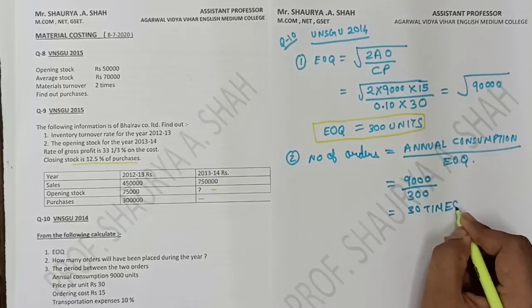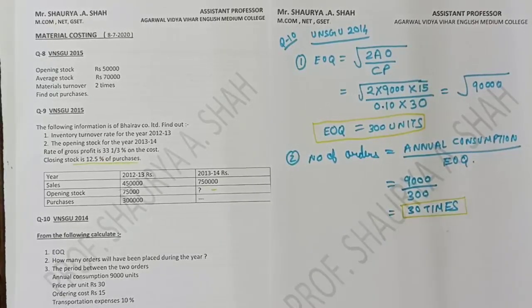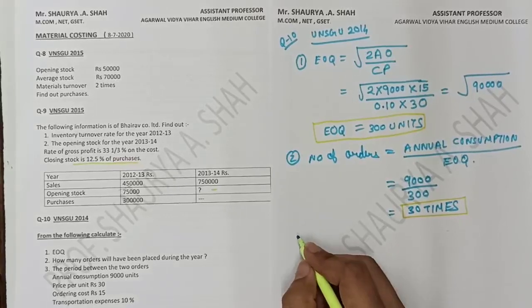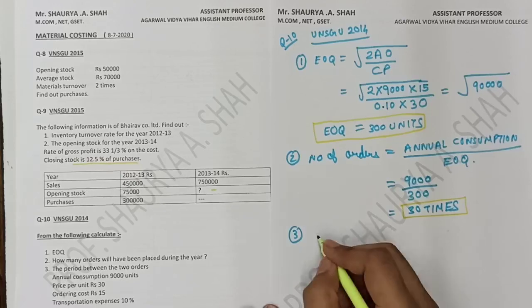Don't forget to write down the times, because during a year, suppose my economic order quantity is 300. If I order it 30 times, then I'll be having my annual consumption of 9,000 units, right? Is it clear? And the third thing is the period between the two orders, right? What is the time period you are having between the two orders? So how can you find it? Very easy.